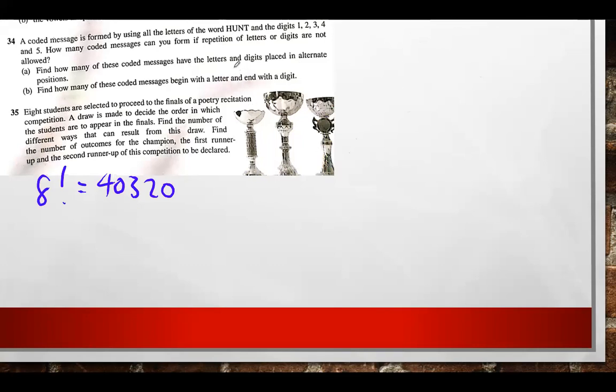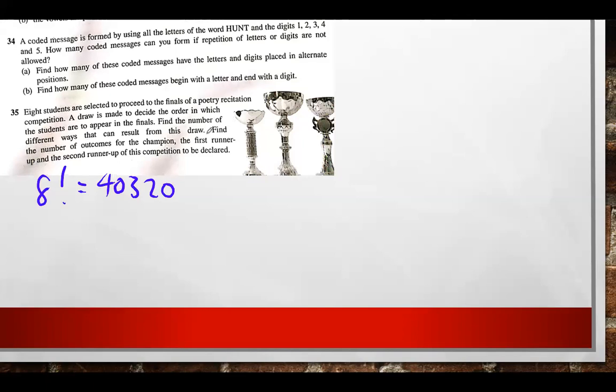Okay. So 8 factorial, because there are only 8 people, you want to arrange all 8, so you have this one. So guys, there are 40,320 ways to determine who goes first, who goes second, who goes last. Okay, so the chances of you getting what you want is 1 in 40,320. Okay, it's pretty high.